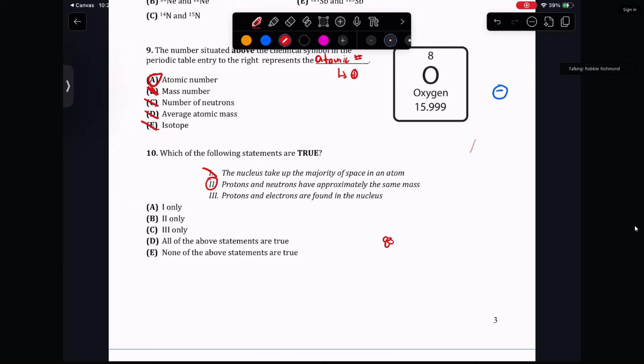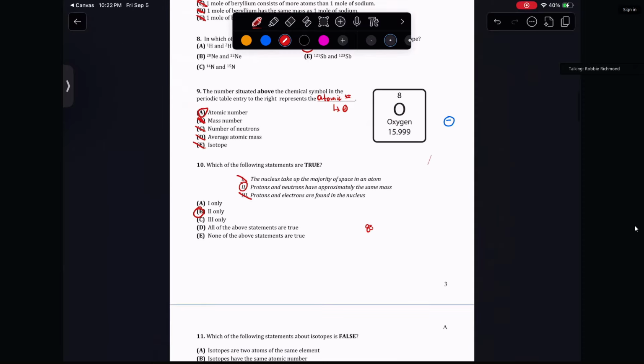Now, electrons, that is not equal. They are so small and so light that they're negligible for the mass of an atom. Statement number 3, protons and electrons are found in a nucleus. No, that's just protons and neutrons. And so answer choice B is our correct option.